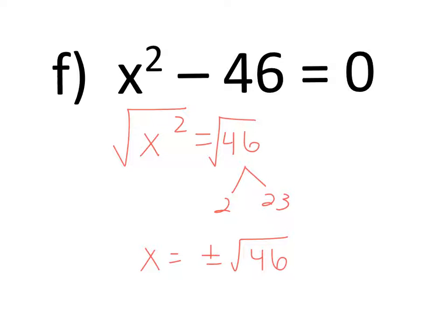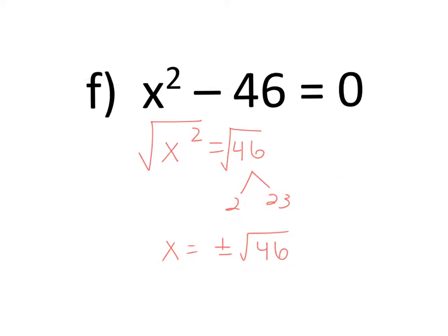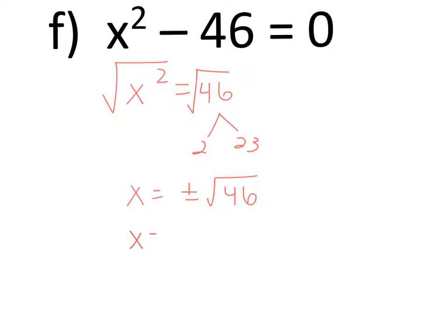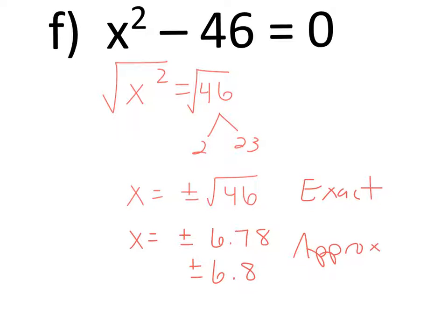Now go ahead and type the square root of 46 in your calculator, and let's get your decimal form. So x will equal plus or minus 6.78. When we round to one decimal, it'll be 6.8. So plus or minus 6.8. Keep in mind, this would be your exact solution, where this is going to be your approximate solution, okay? Again, we are going to the nearest tenth, so make sure you're rounding correctly.